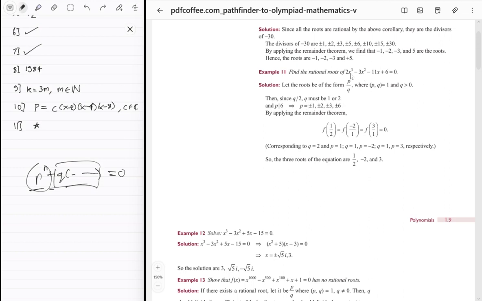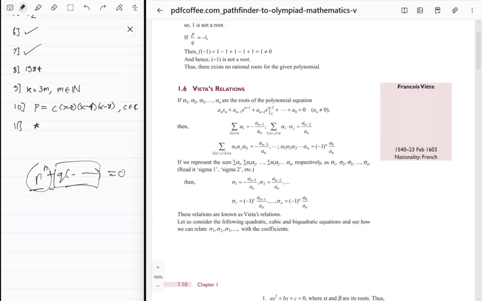And similarly, you can do the same thing for that. You got 6 over here, all of these are just multiples of p, so 6 must be a multiple of p as well. So p should divide 6. So you got these values for p. And then by applying the remainder theorem, f of 1/2, it's basically guess and check. Okay, that's cool. Corresponding to q.